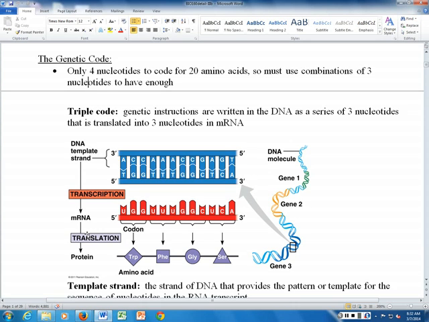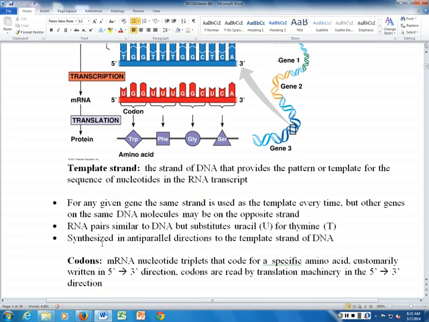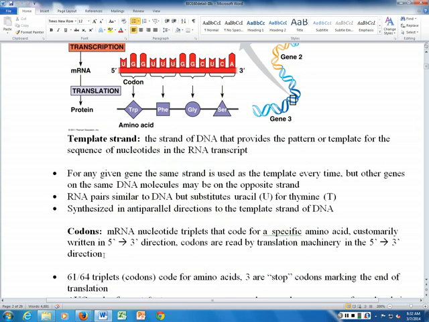If you look at this here, where you've got the codon, these are in series of 3, and the codon is the 3 bases that code for a specific amino acid. When you've brought this down to make your mRNA, it's units of 3 that you're going to read, and those 3 code for the amino acid, which is what's down here on this line. Your template strand is the DNA strand that provides the pattern to make the RNA transcript.